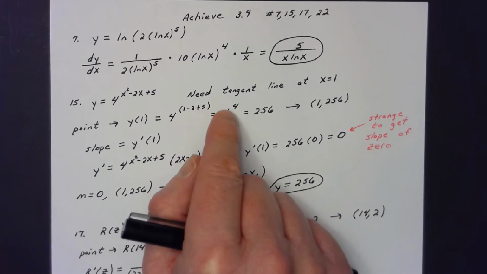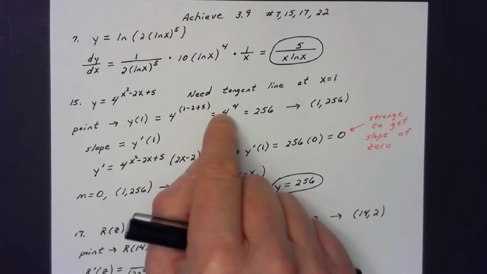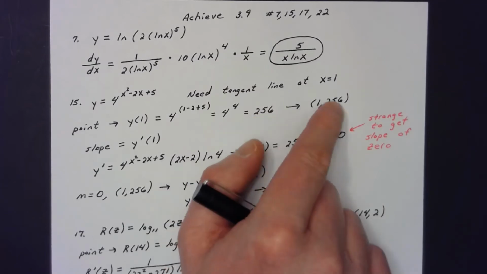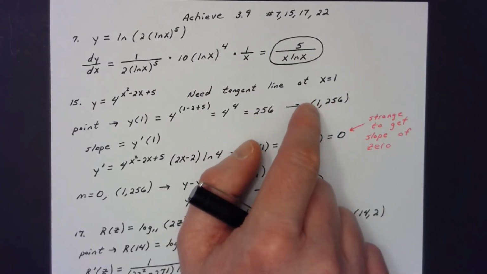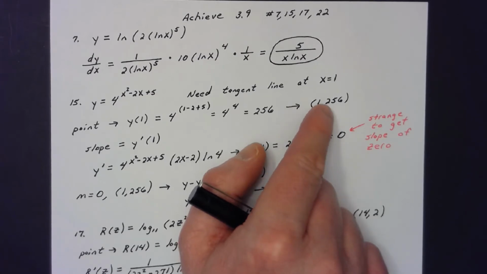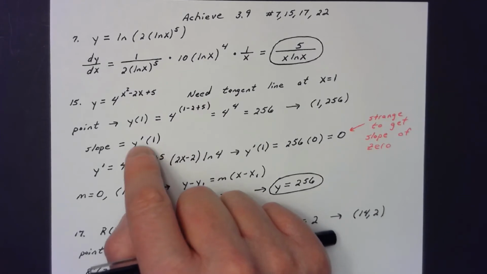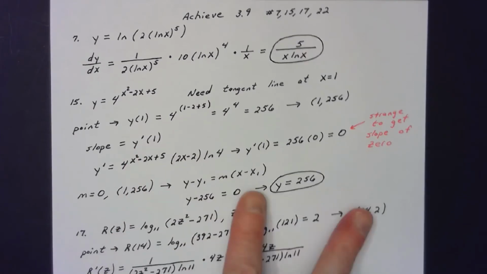That's an exponent of 4. So I had to say, well, 4 to the fourth power is 256. That tells me that my coordinate that the tangent line goes through has to be (1, 256). Now I need to find the slope. And I can say, well, okay, in order to find the slope of this equation, I need to take the derivative and evaluate it at 1.